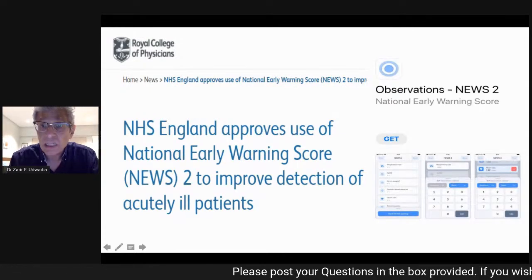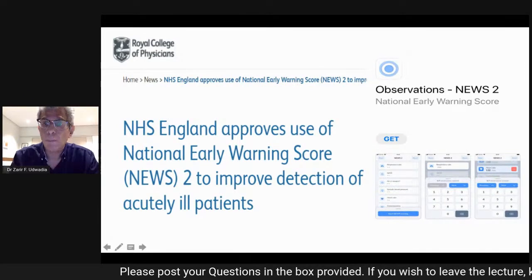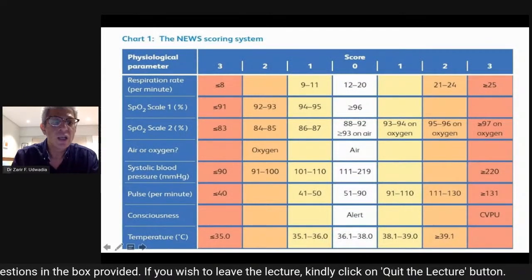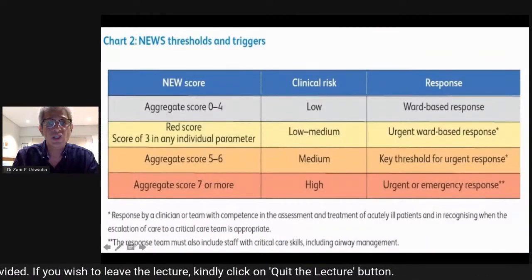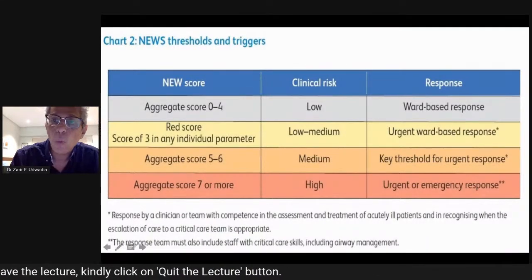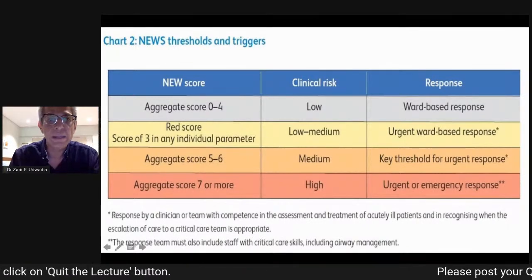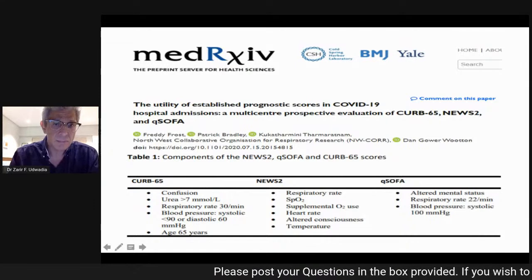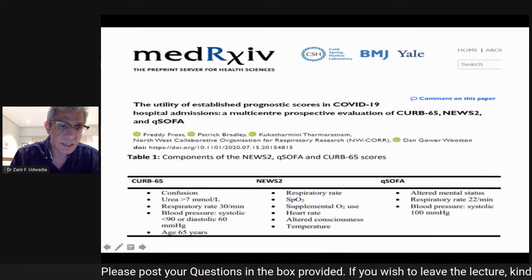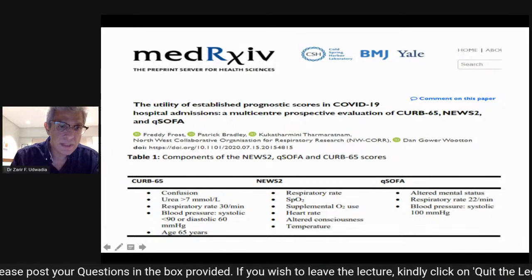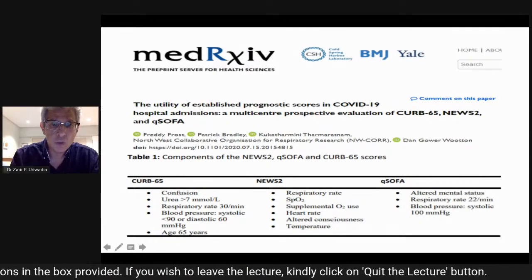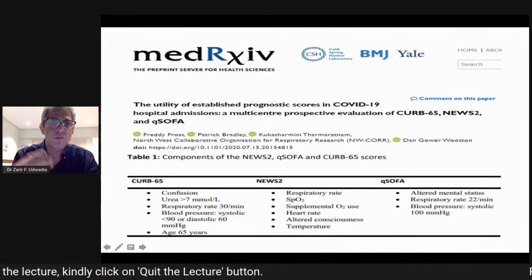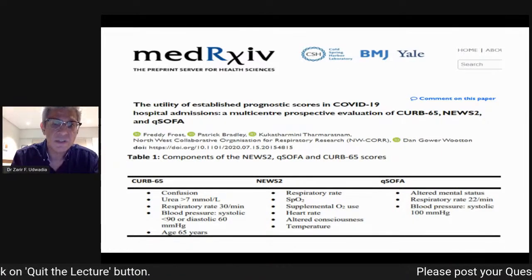There's an app which any of you can download. You punch in your parameters like your respiratory rate, your saturation, your pulse, your temperature, and you come up with a score and a risk, and you know what would be appropriate level of care depending on the score that you get. There are three other systems. There's the CURB 65, which chest physicians know as a pneumonia scoring system, and there's a SOFA score, which is the severity of organ dysfunction score, which intensivists know.